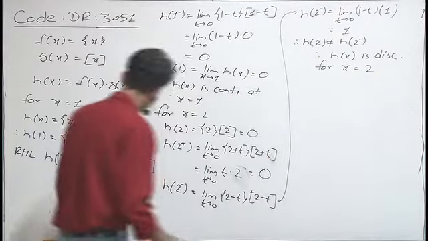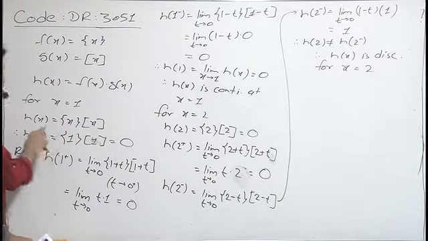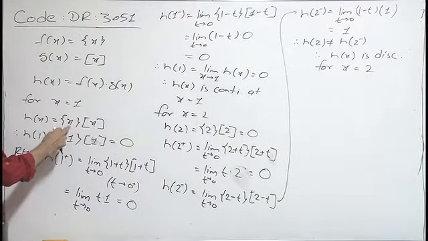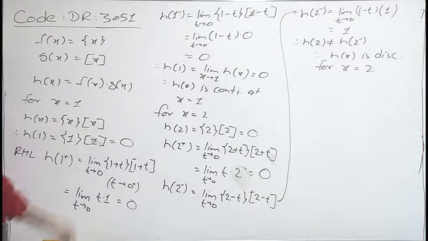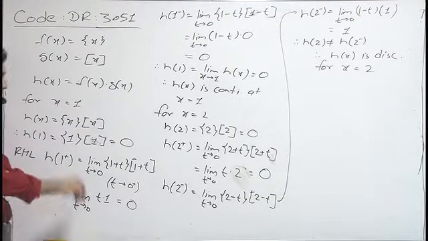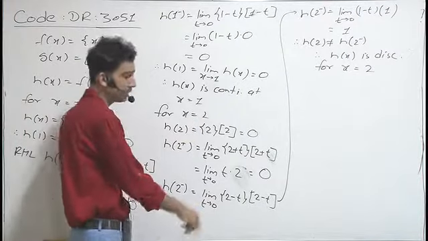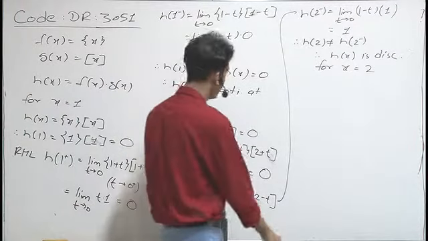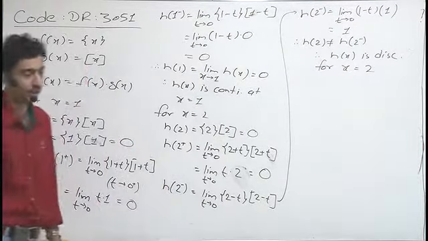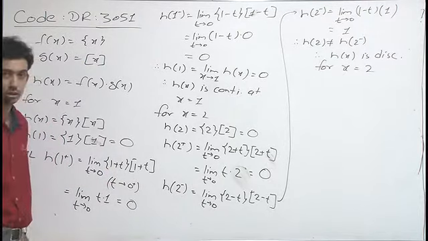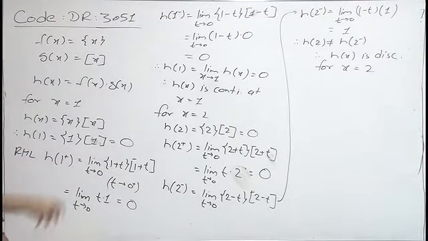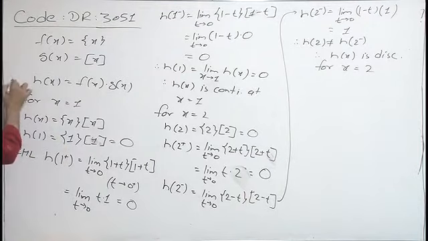So we can see that h(x), which is defined as the multiplication of the fractional part of x and the greatest integer of x, is continuous for x equal to 1 but discontinuous for x equal to 2. Here in the complete question we are taking t as a very small positive quantity. So this is the solution of the first part of the question.